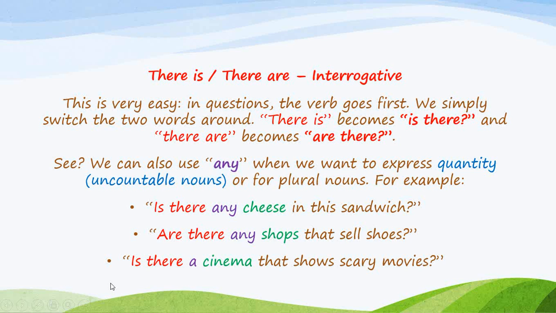And in the third example, in the third question, we have, is there a cinema that shows scary movies? Now look at this. Here, we don't use any. But why? That's right, because we're not talking about a plural noun or an uncountable noun. We're talking about a cinema, that it's a countable noun. That's why we use a, and it's in singular form. So that's why we use the indefinite article a. Is there a cinema that shows scary movies?